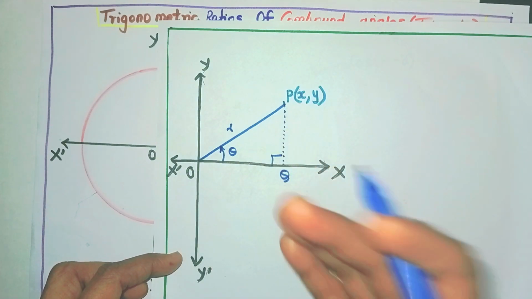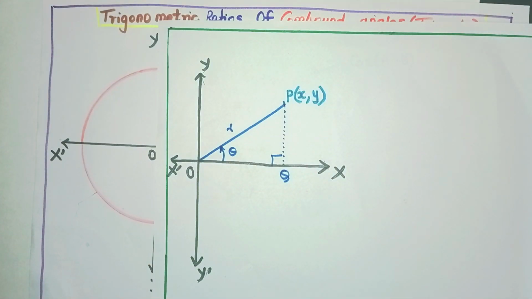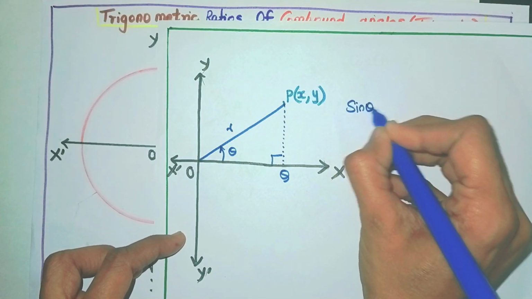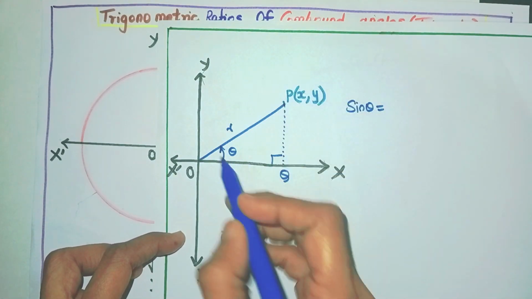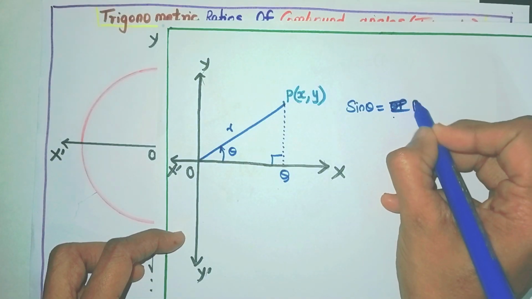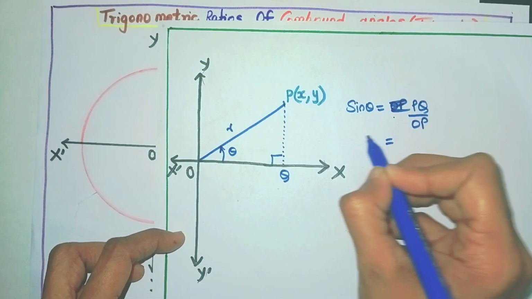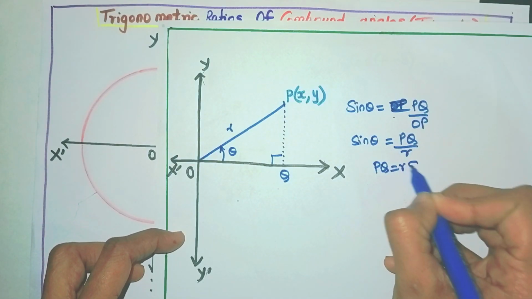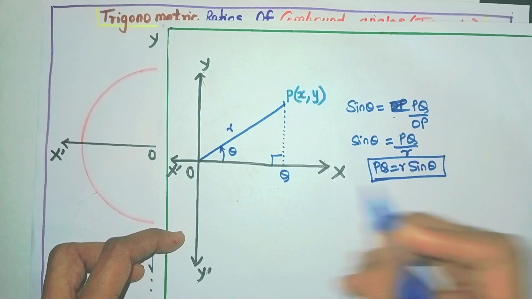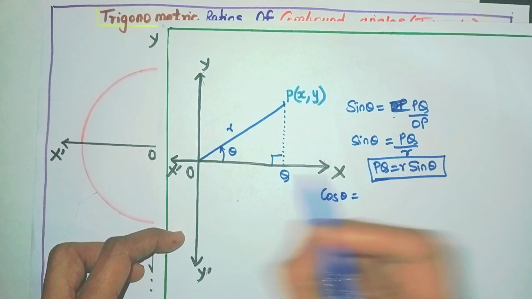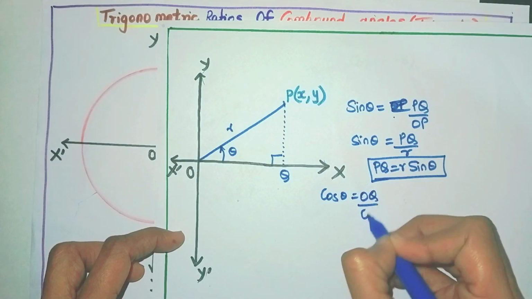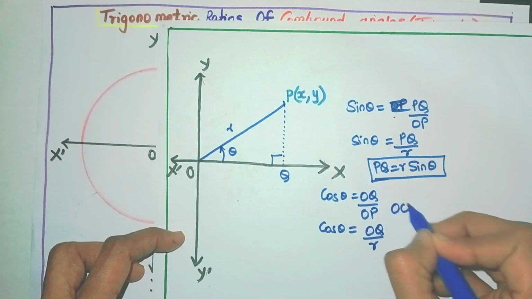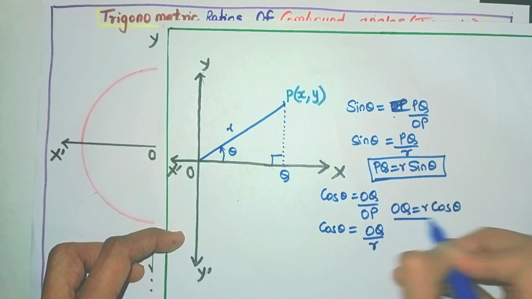So this triangle POQ is a right angle triangle, which means I can definitely use, yes, trigonometric ratios. So let's find out what will be sine theta. So sine theta will be the opposite divided by hypotenuse, yes, it will be PQ by OP. Okay, so sine theta is equal to PQ by R. So what is PQ? Yes, R sine theta. Now again, what will be cos theta? Cos theta will be adjacent, that is OQ by OP. So cos theta will be OQ by R. So OQ will be R cos theta.